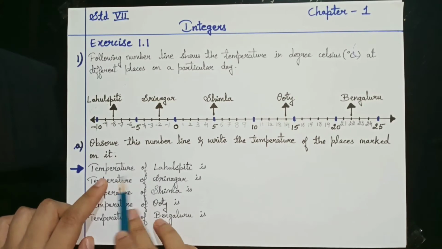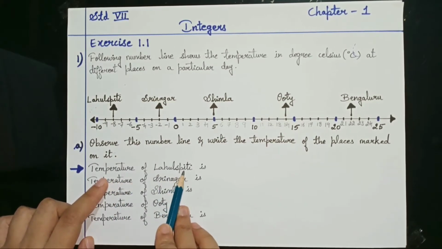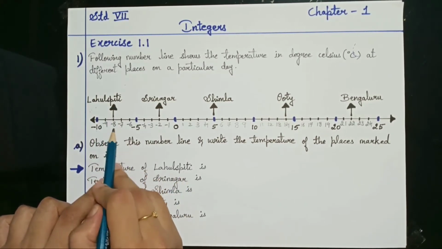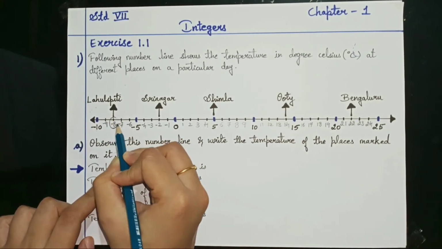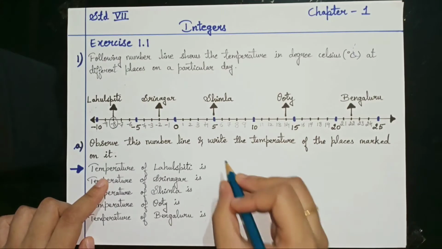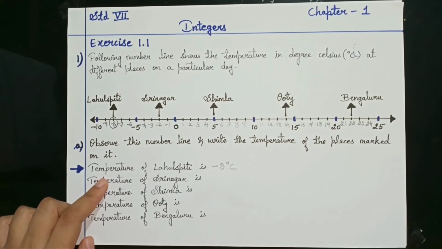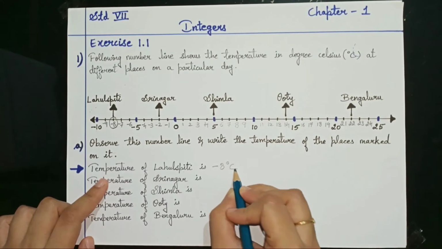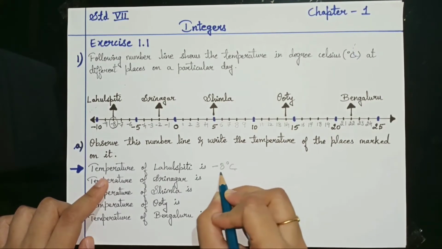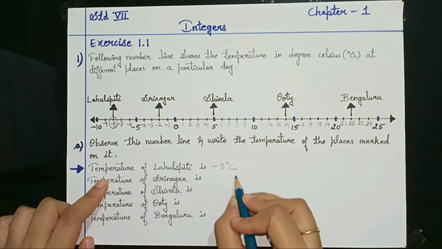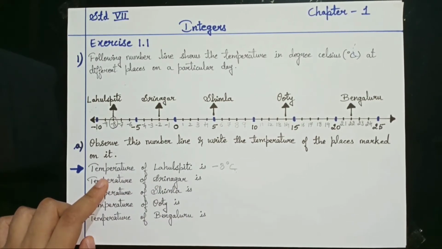Okay, so first, the temperature of Lahul Spiti. Where is Lahul Spiti? They have told you. See, it's on -8, correct? Lahul Spiti they have indicated for -8. So the temperature of Lahul Spiti becomes -8 degrees Celsius. You have to write this degrees Celsius, okay? Otherwise it doesn't give any meaning. Temperature should always be mentioned in degrees Celsius.